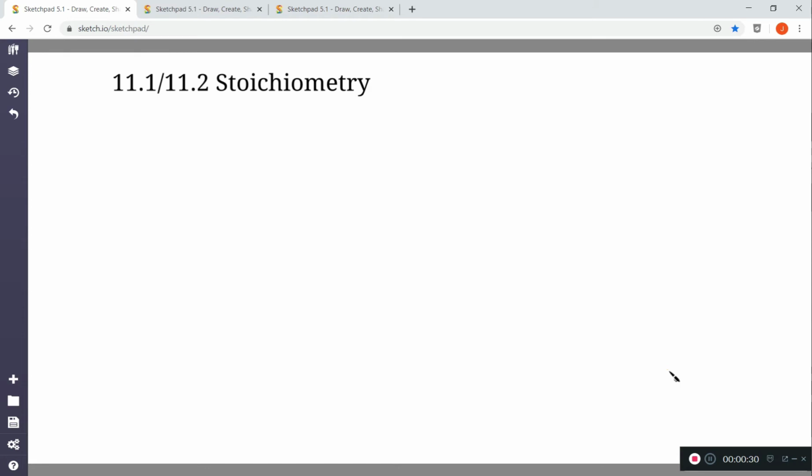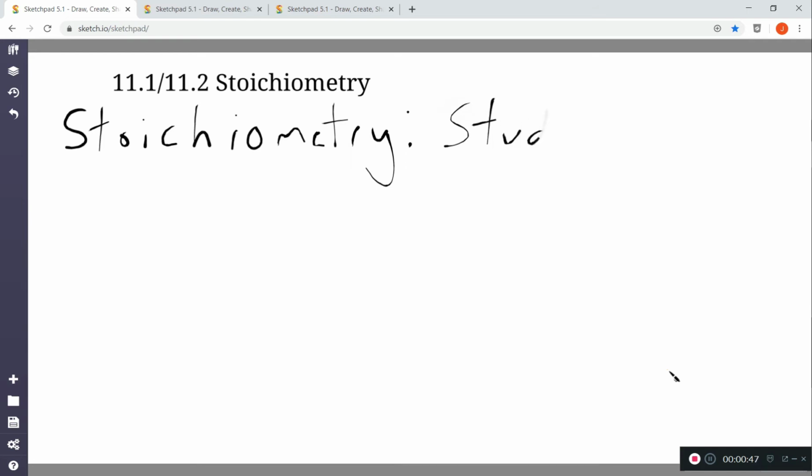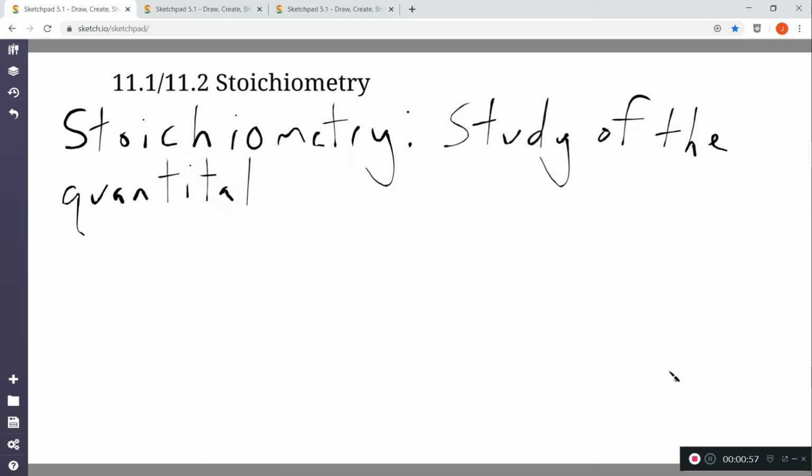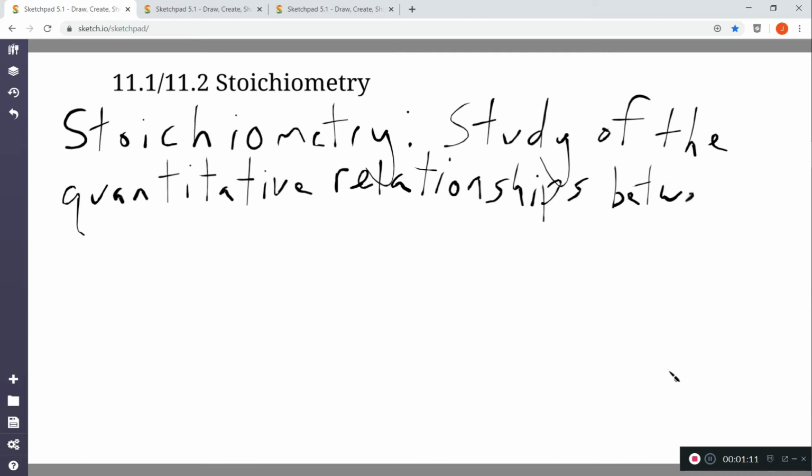So, first of all, let's define stoichiometry. Stoichiometry, which is a fun word to say, hard word to spell, even if I have it right in front of me, is the study of the quantitative relationships between products and reactants. So what does that mean?